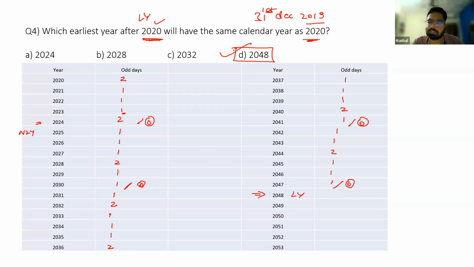It was a long question. I do concede that fact. It was not easy to draw this table during the paper. I understand that. But I still feel it is a manageable question. It should not be a drop. Any doubts, anyone?